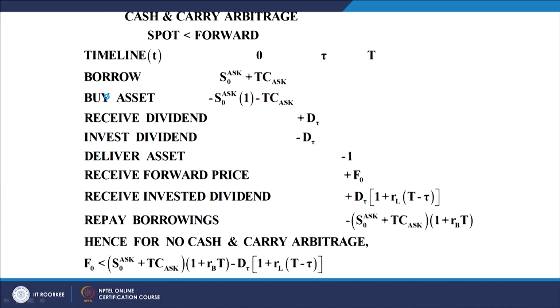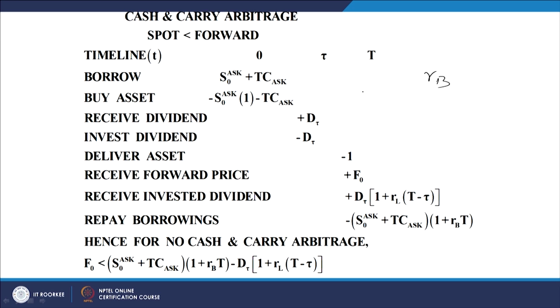So, the total amount that you have to pay to acquire 1 unit of the asset, say, is S naught ask plus the transaction cost related to the ask transaction, and this is the amount that you have to borrow. Remember, in this case, bid and ask are different and borrowing and lending are also different. In fact, transaction ask and transaction bid are also taken as different. So, you borrow this amount at what rate? You borrow it at RB, because it is a borrowing rate.